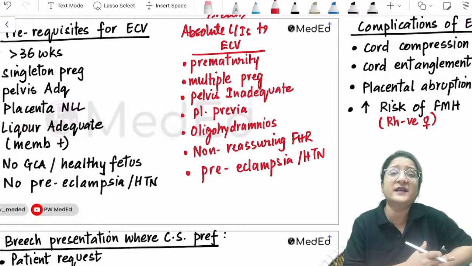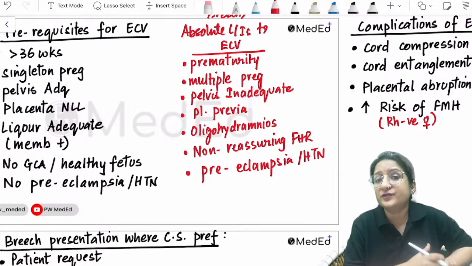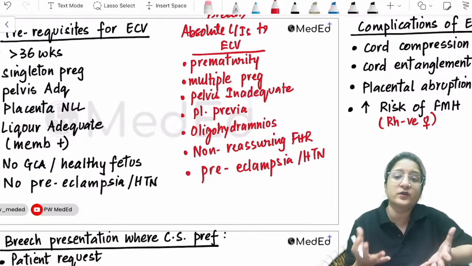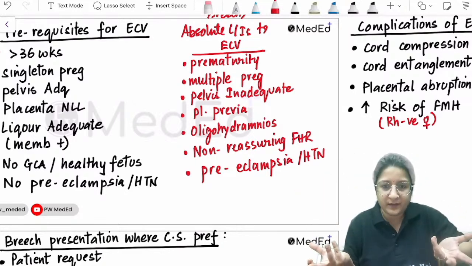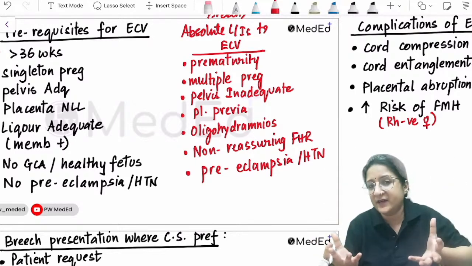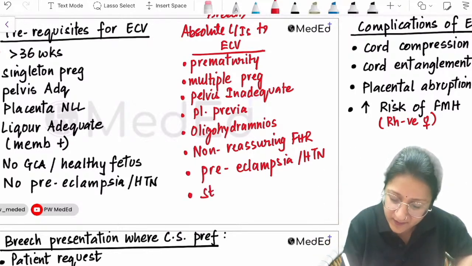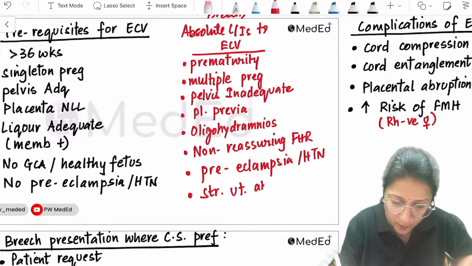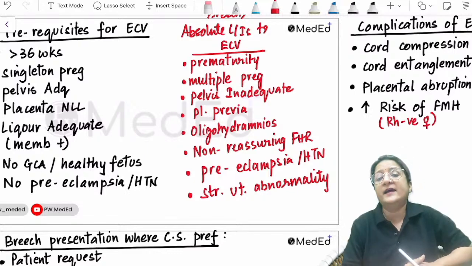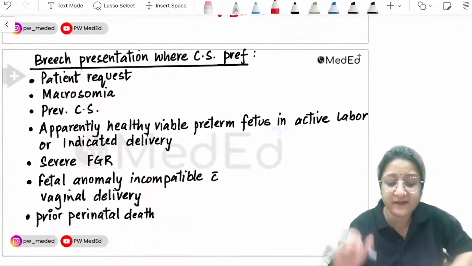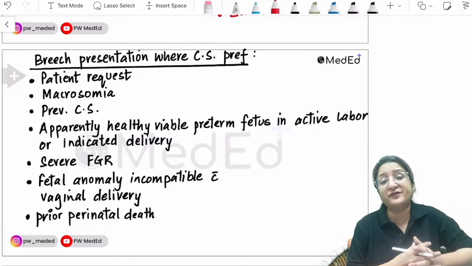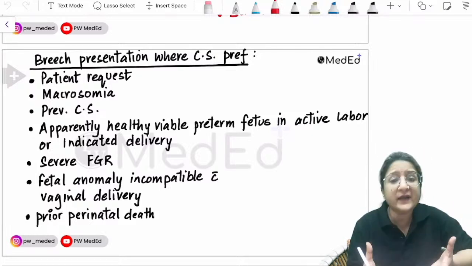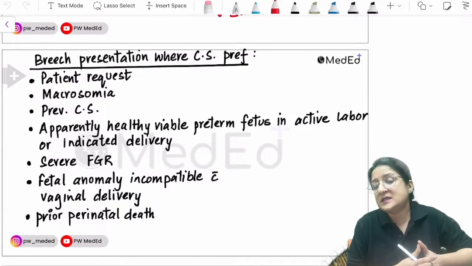Remember that. And sometimes there can be, for example, a structural uterine abnormality like septate uterus or bicornuate uterus. Then technically, the procedure cannot be done because the uterine cavity is distorted. So when there is a structural uterine abnormality, this procedure cannot be done. And there are certain situations where cesarean is preferred, but these are not absolute indications of doing a cesarean section in breech presentation.